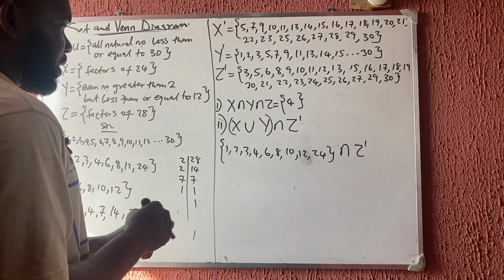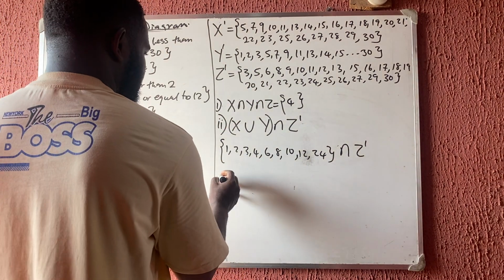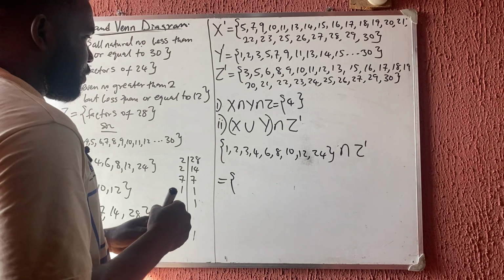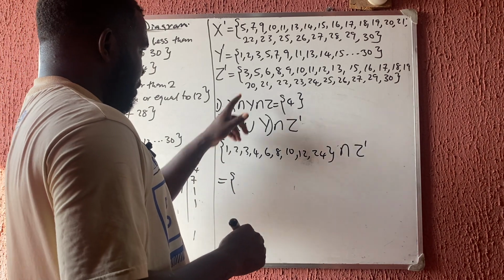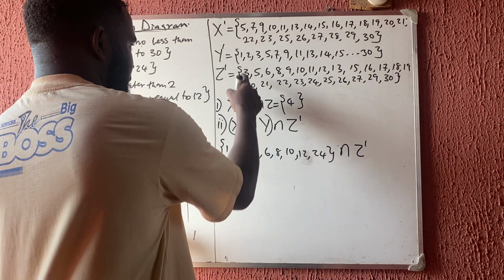Now, intersection Z prime is this one and your Z prime. What they have in common. So let's check what they have in common. So finally, what they have in common: 1 is here, 1 is not here. 2 is here, 2 is not there. 3, okay, we start from 3. 3 is here, 3 is here.